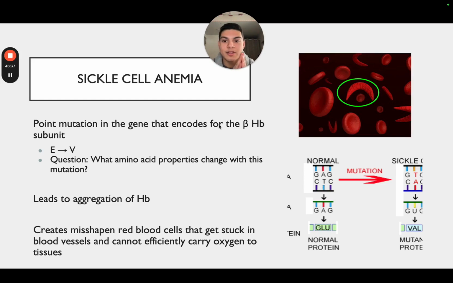And again, sickle cell anemia, when you have this mutation, it leads to the aggregation of hemoglobin. So it creates these misshapen red blood cells that get stuck in blood vessels and cannot efficiently carry oxygen to the tissues. Again, it has to do with the hemes, the coordination of the iron and the oxygen. It doesn't work because of this mutation. So that's what sickle cell anemia is. That was relevant to this lecture.